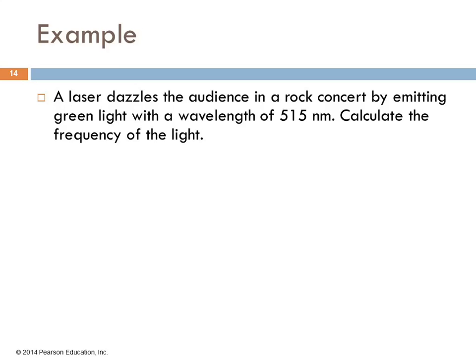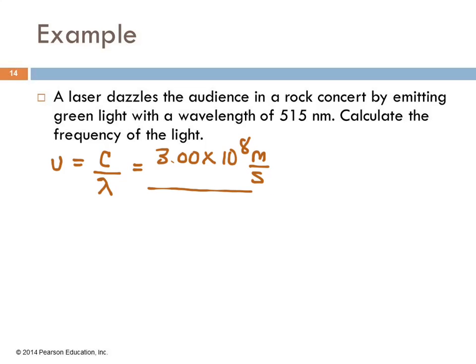A laser dazzles the audience in a rock concert by emitting green light with a wavelength of 515 nanometers. Calculate the frequency of the light. Well, we just had an equation there, didn't we? The frequency is equal to the speed of light divided by lambda, which is the wavelength. Well, do you remember what the speed of light is? 3.00 times 10 to the 8th meters per second. And we're going to divide that by the wavelength.